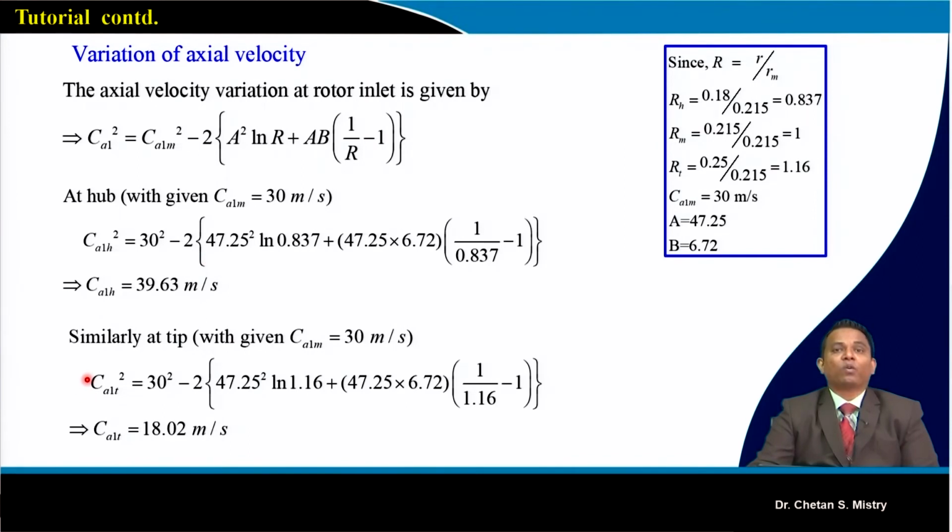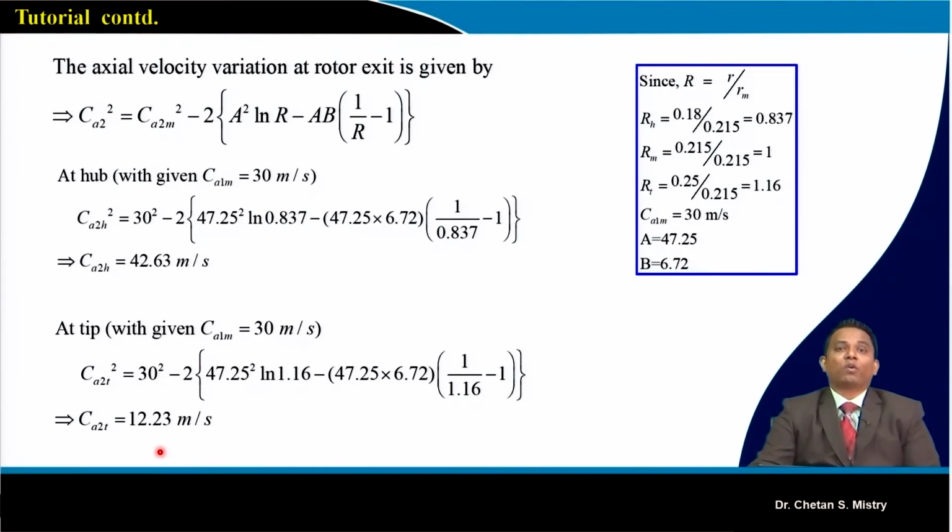Similarly, we can calculate our axial velocity at the entry near the tip region. It is coming to 18.02. Just imagine, at the mid station we have an axial velocity of 30 meter per second, at the hub we have 39.63, and near the tip it is 18.02 meter per second. So it's a great variation of my axial velocity.